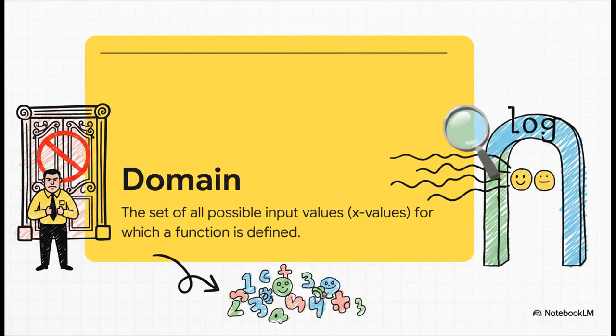Every function has what we call a domain. It's just a kind of fancy way of saying all the numbers you're allowed to plug in for x. For a lot of functions, you can plug in anything you want. But logarithms, well, they have a very, very strict bouncer at the door.